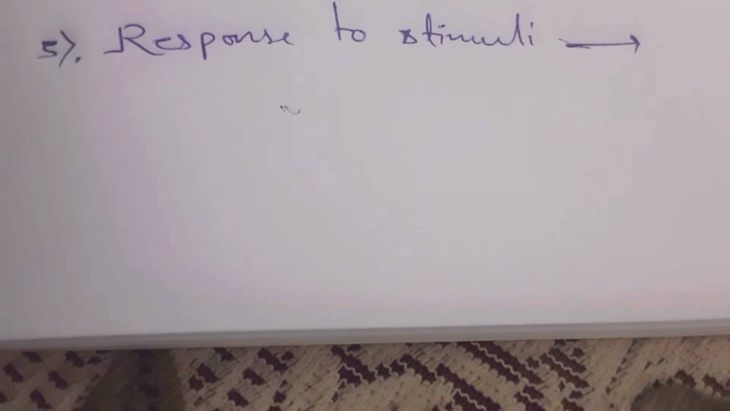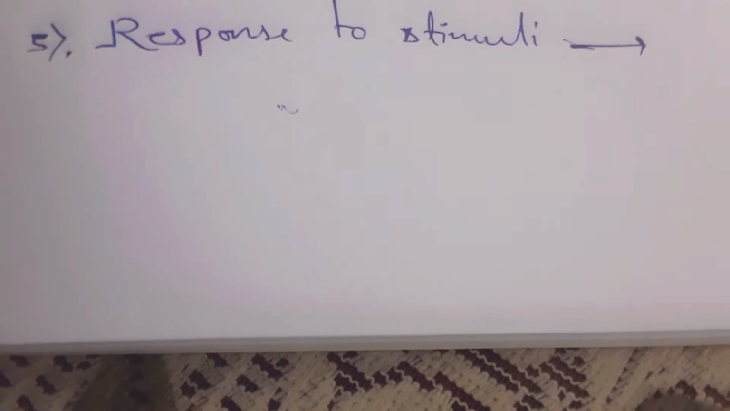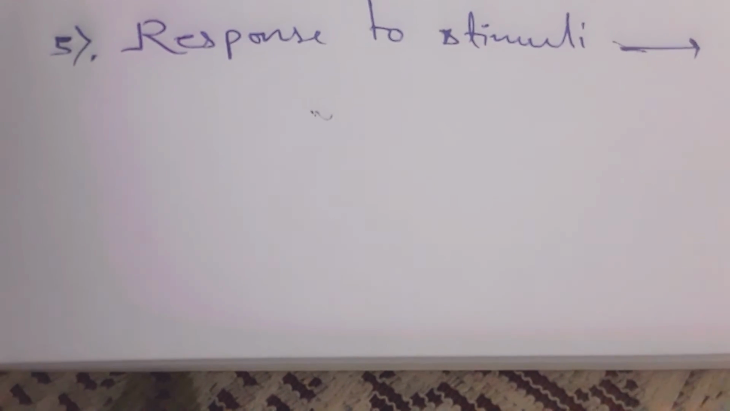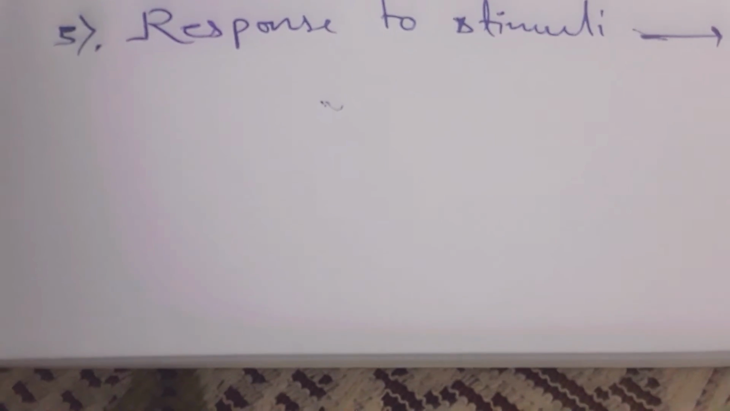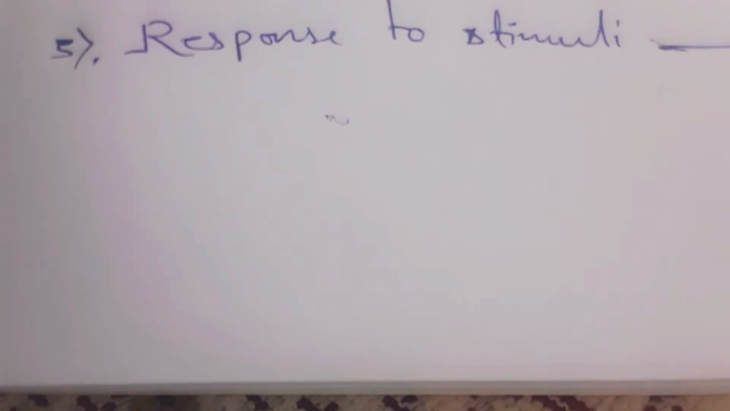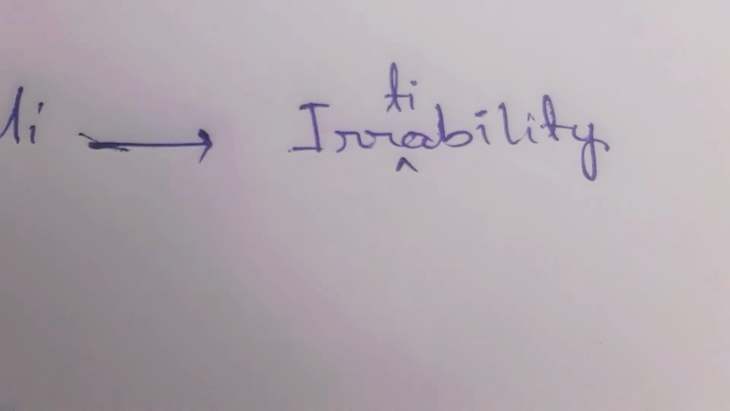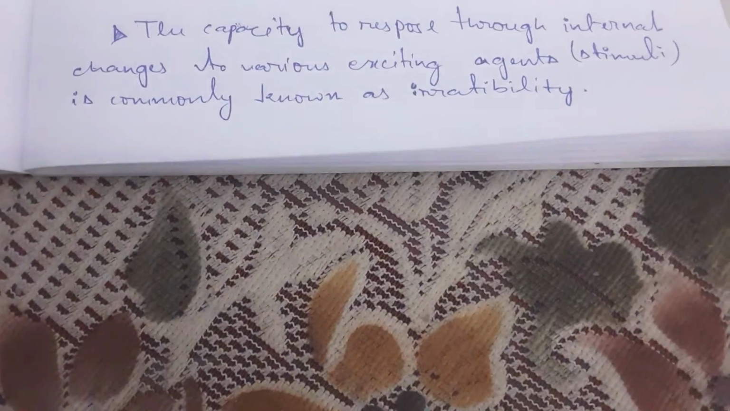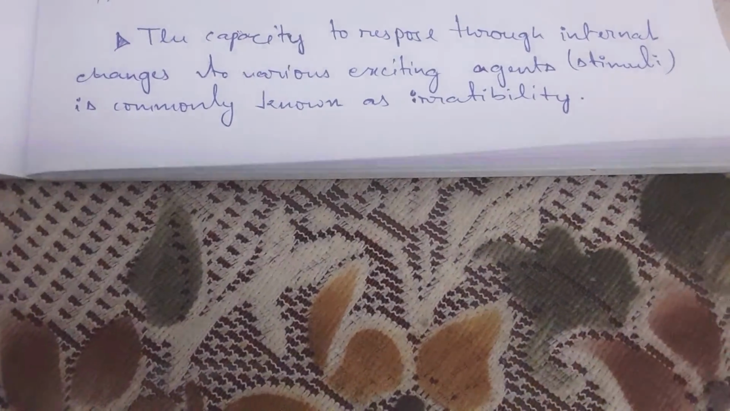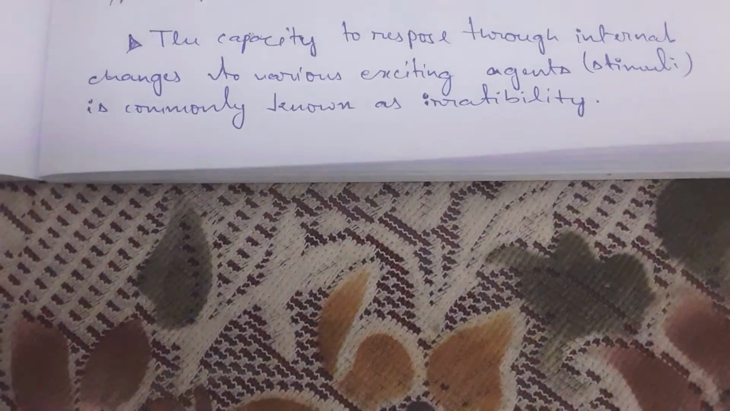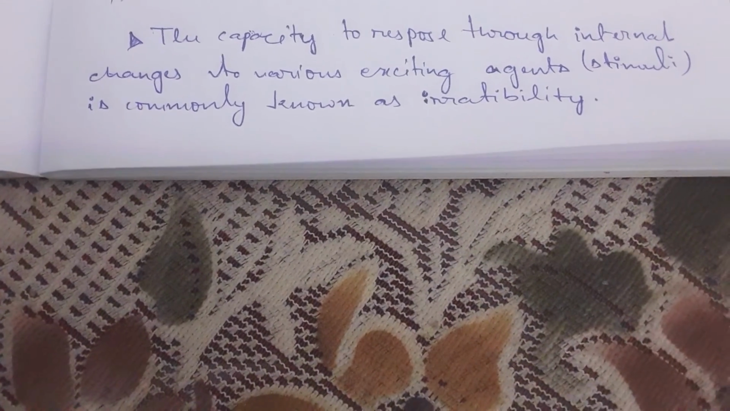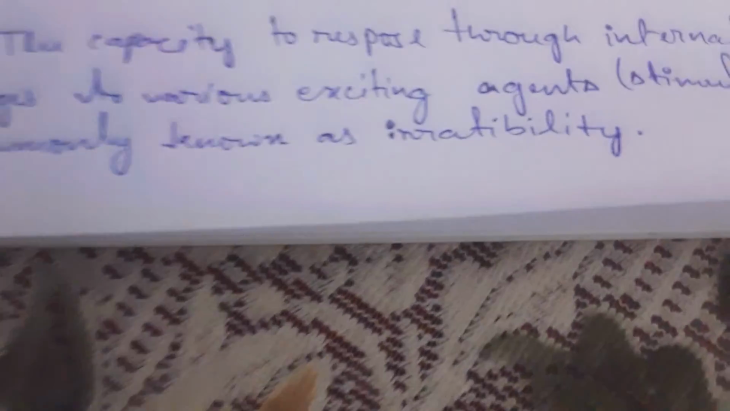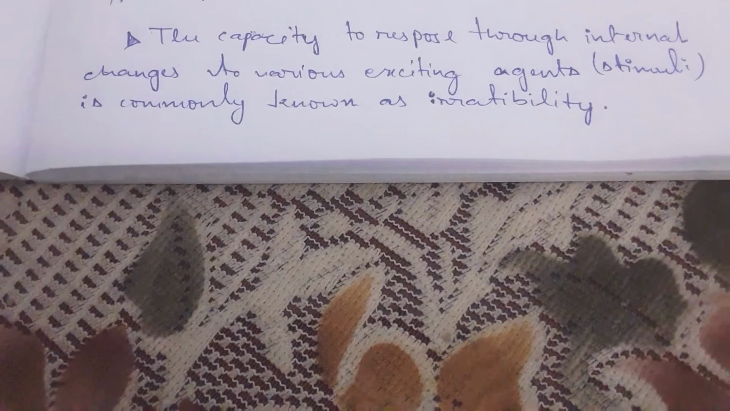So let's move on to the next thing. The next important thing is response to stimuli, which is another important property of life. It is also known as irritability. You should write that down. So it is irritability. I'm sorry I pronounced it wrongly the previous time. Anyways, let's move on. I have written down a good definition for irritability: the capacity to respond through internal changes to various exciting agents, that is stimuli, is commonly known as irritability. Just write it down. Don't focus on the animations.